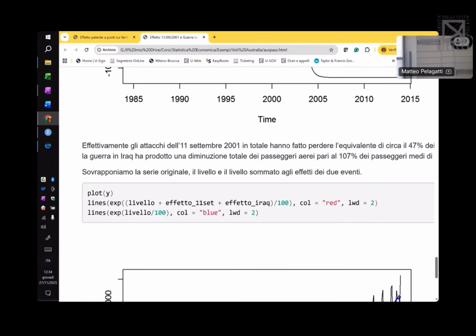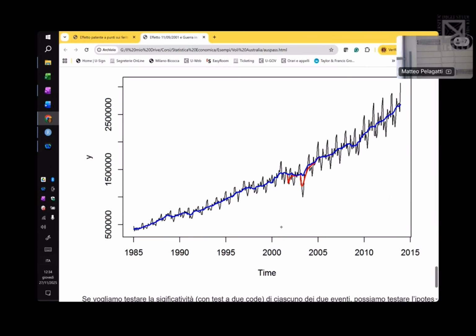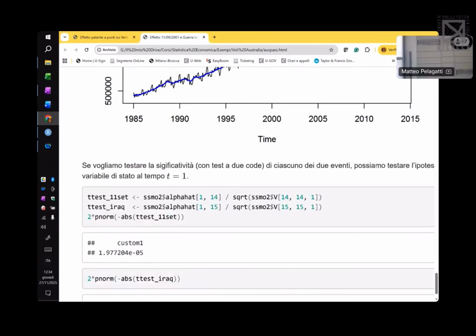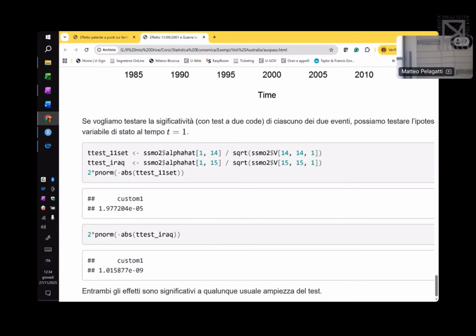And again, here we have the counterfactual. So the blue line is what would have been happening without those events, and the red lines are the actual levels because of those events. And again, we can test. In this case, both changes were very significant, and that's it.